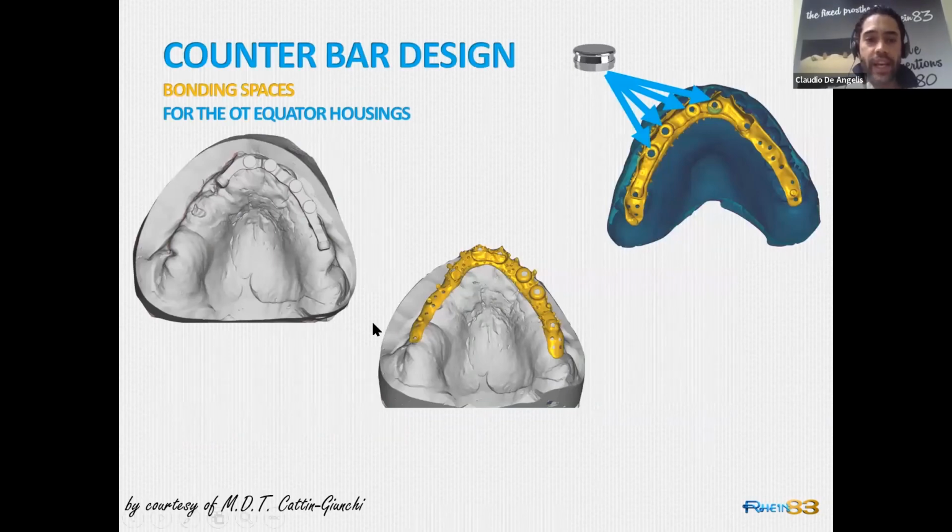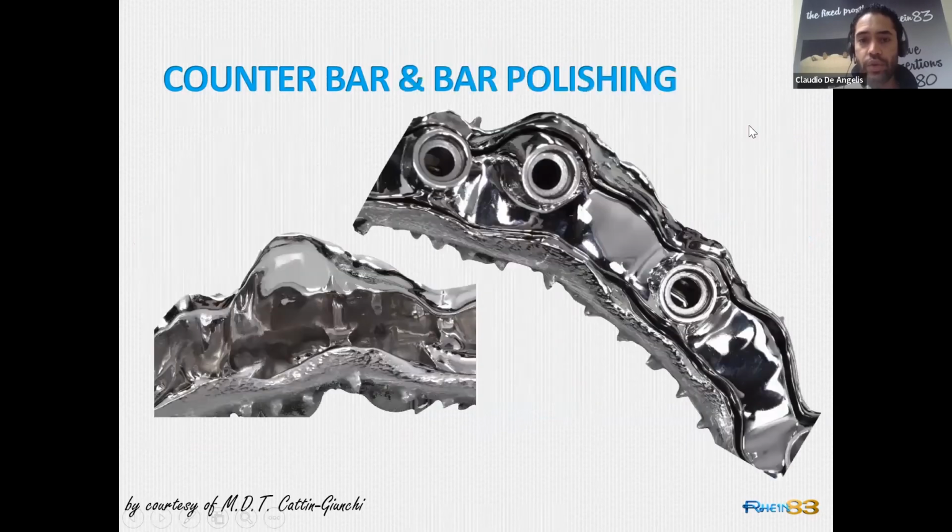They rescan again the model with the bar, and they produce the contour bar. You can see how they took care to leave enough space for the metal housing to be inserted, the vertical one and the distal one, 1 and 2. So to fix inside the contour bar the metal housing for the attachment.